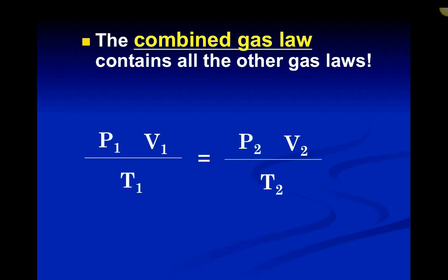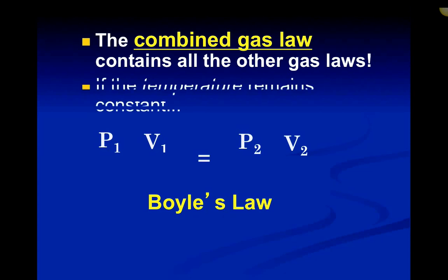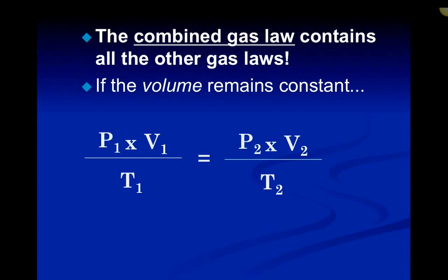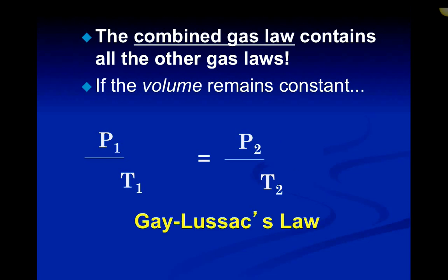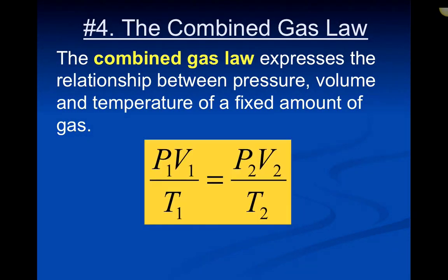The combined gas law contains all three of these, so you don't have to memorize three separate equations. If temperature is constant, you leave it out, it's Boyle's law. If instead pressure is constant, it's Charles' law. And if volume is constant, it is Gay-Lussac's law. So you only have to memorize one equation, the combined gas law, which says what if all three variables change? P1 times V1 over T1 equals P2 times V2 over T2. Easy enough equations.